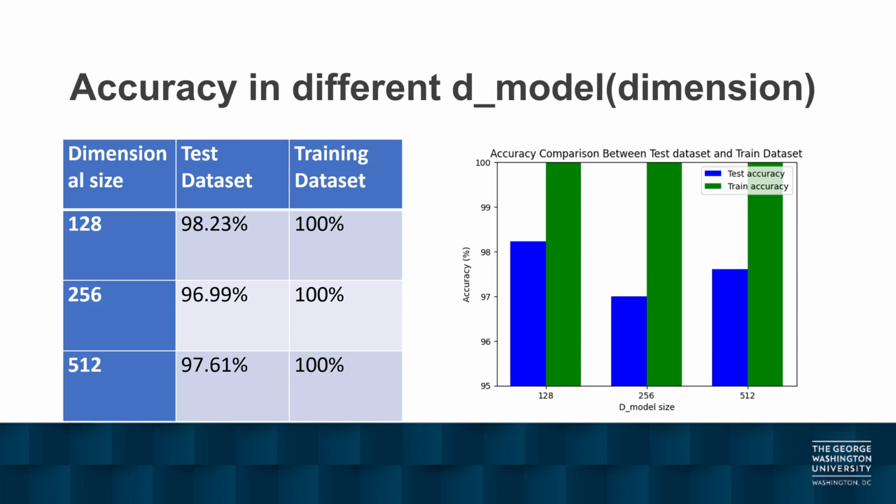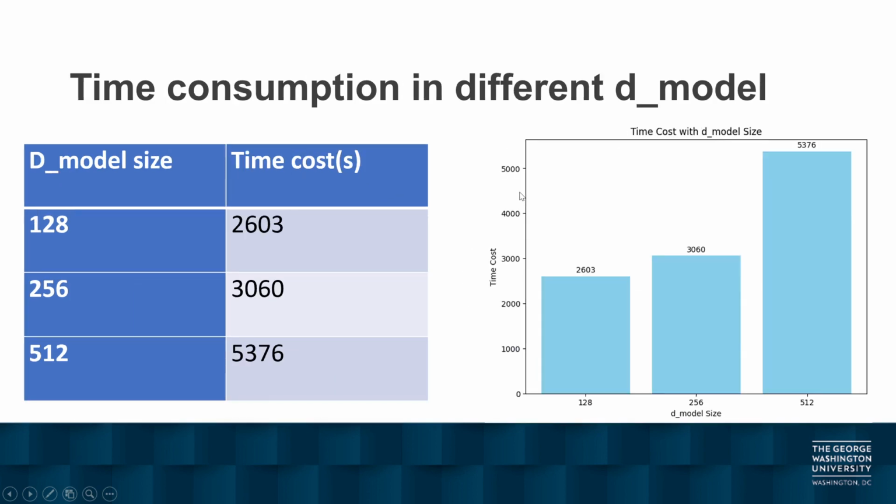So to begin with, let's see the accuracy in different vocabulary dimensions. Maybe it's not well trained or due to some other reasons, but the higher dimension doesn't seem to have a higher accuracy. And for the time consumption, because I use larger batches in the smaller d model size, it takes less time for smaller d model size.